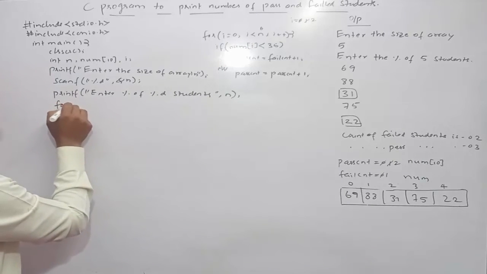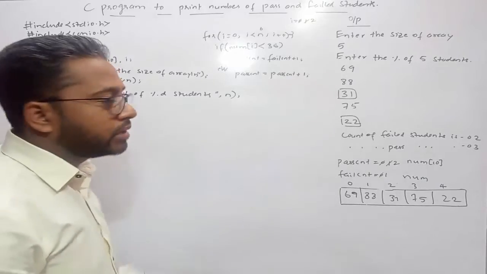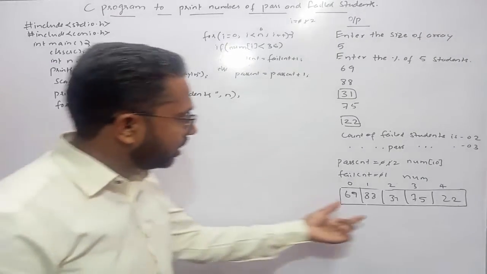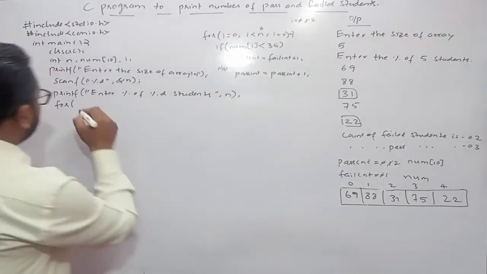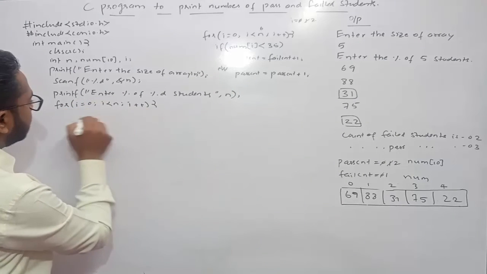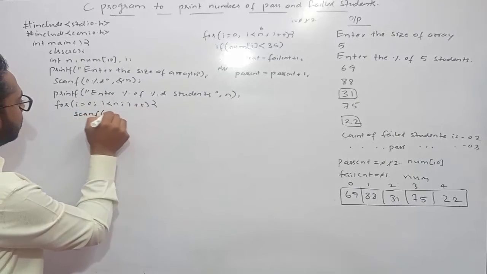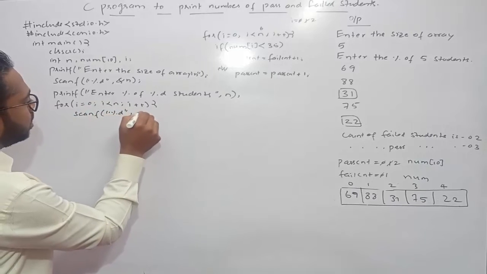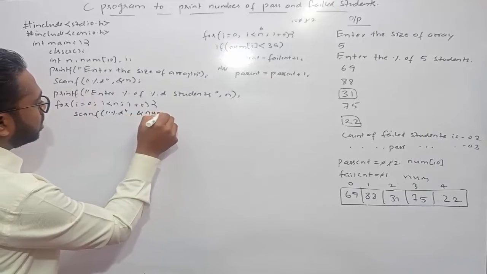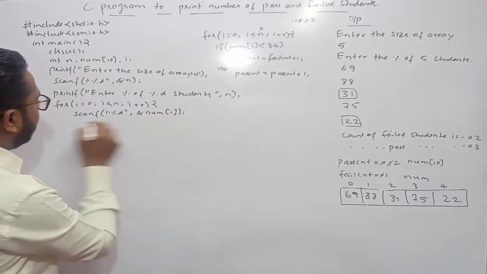Then I should read those 5 values from the user one by one and get them stored inside this array. For i equals 0, then scanf %d, ampersand num of i.